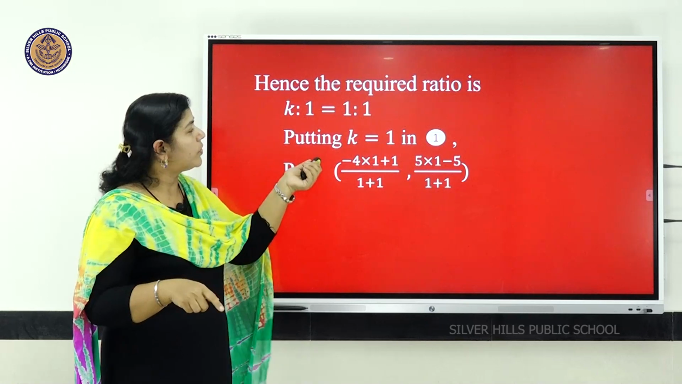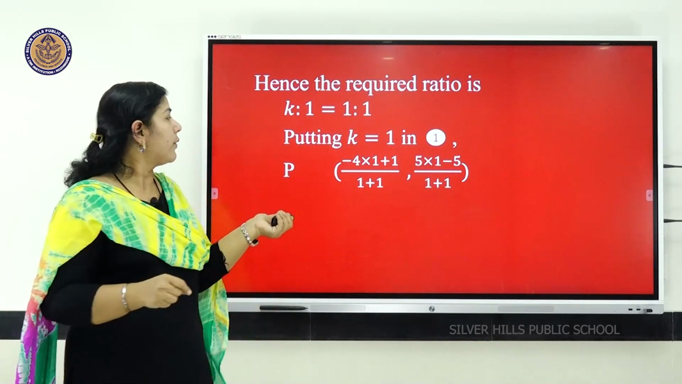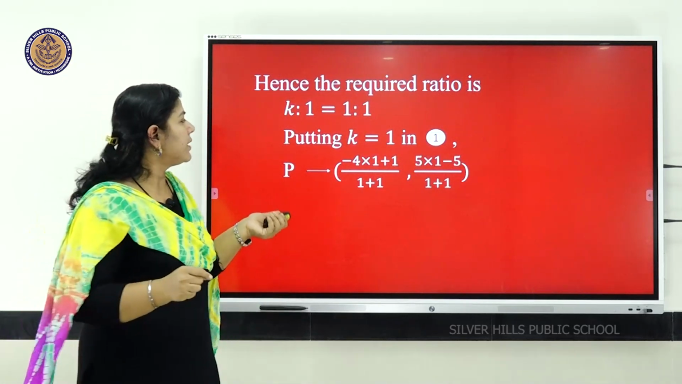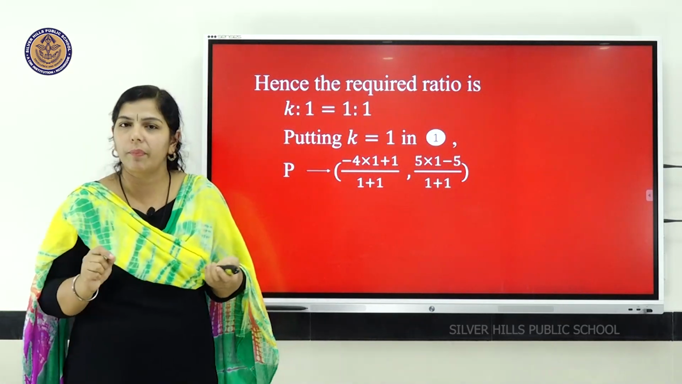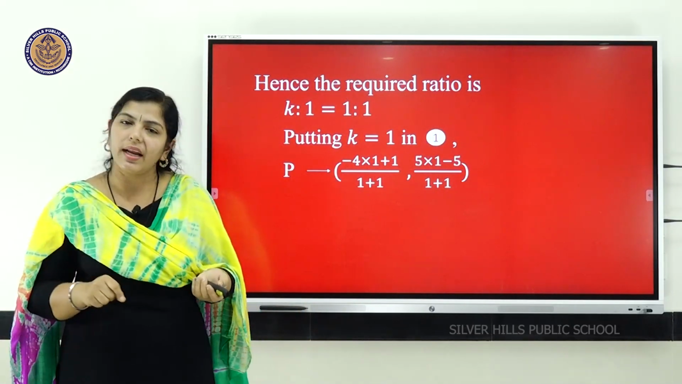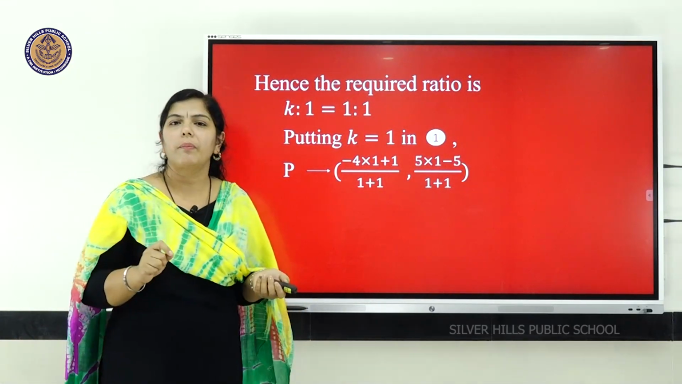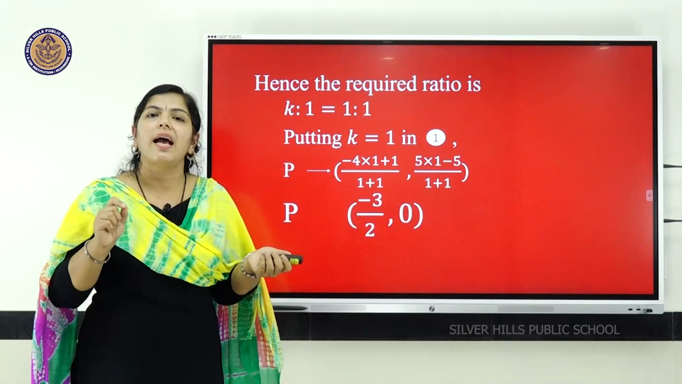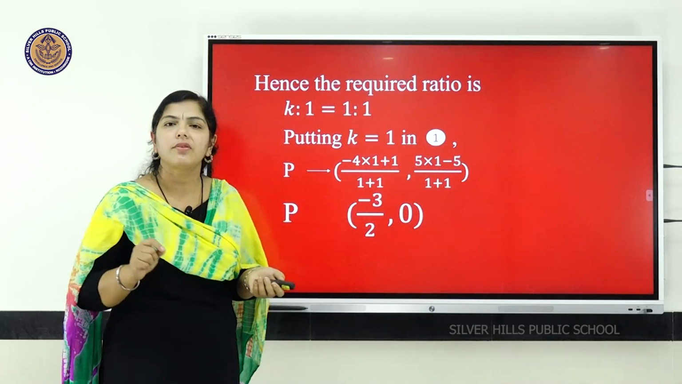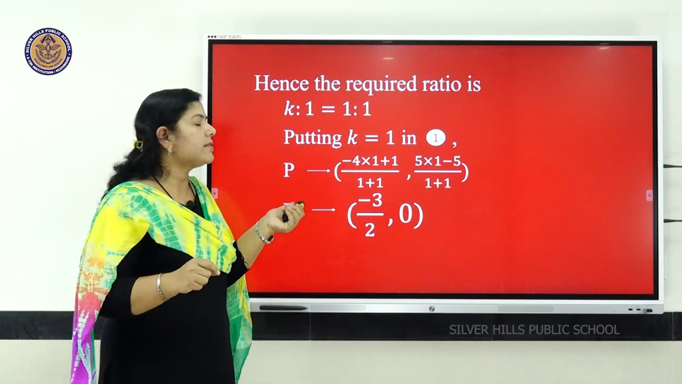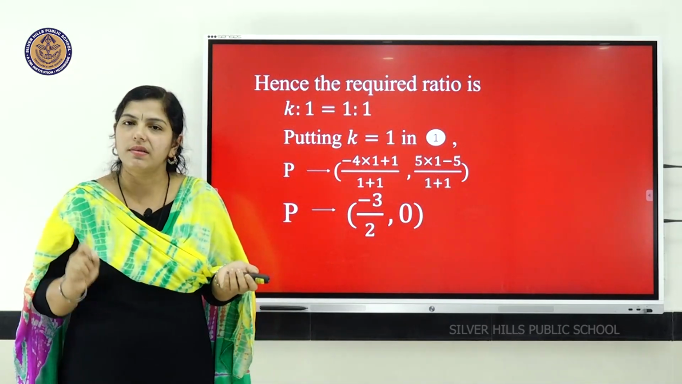So, we are just substituting the value of k in equation 1, that is P is 4 into 1 plus 1 whole divided by 1 plus 1, and the y coordinate is 5 into 1 minus 5 whole divided by 1 plus 1. That is, by substituting the value of k as 1, we are getting the coordinates of P, that is P coordinates are minus 3 by 2 comma 0.